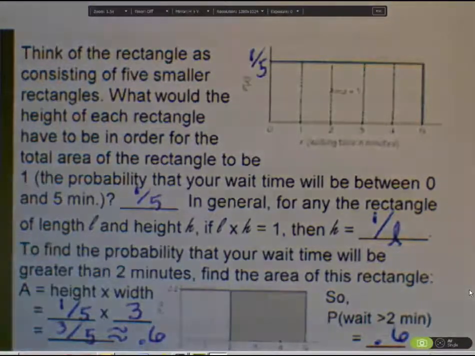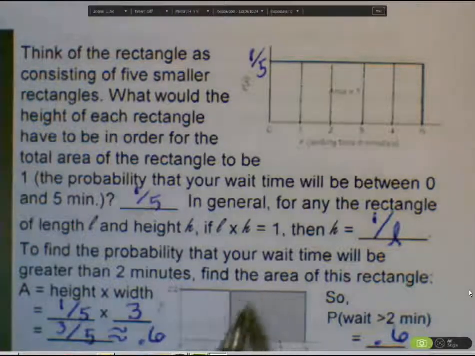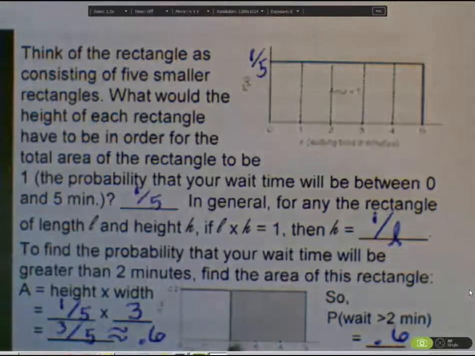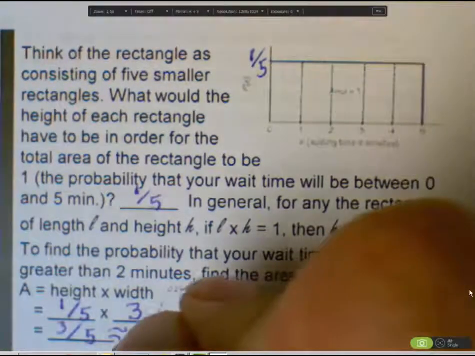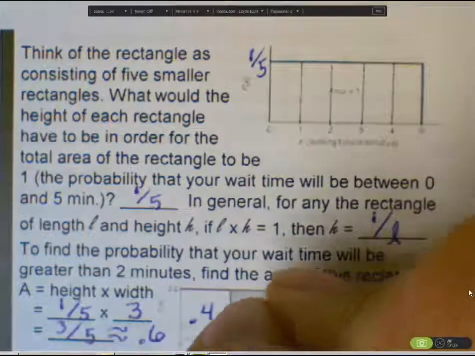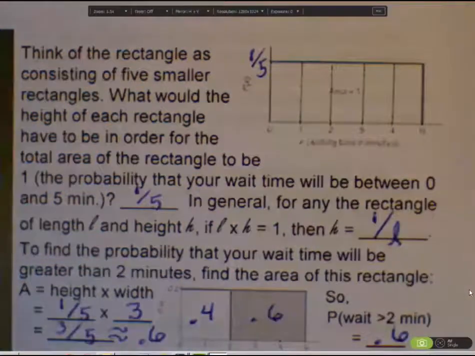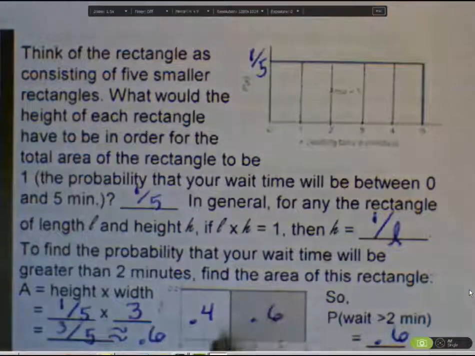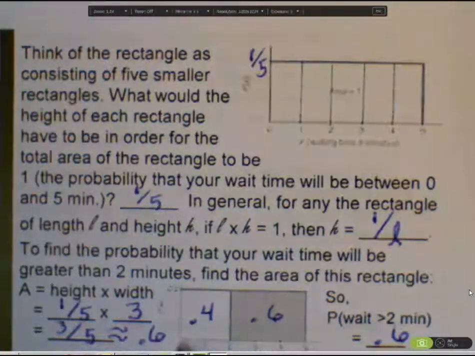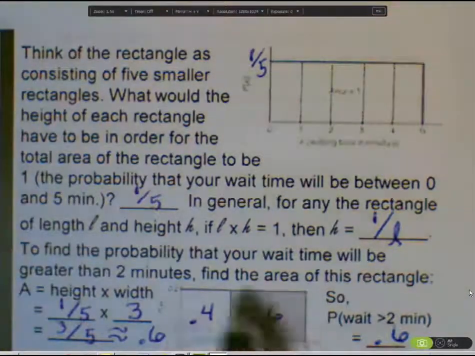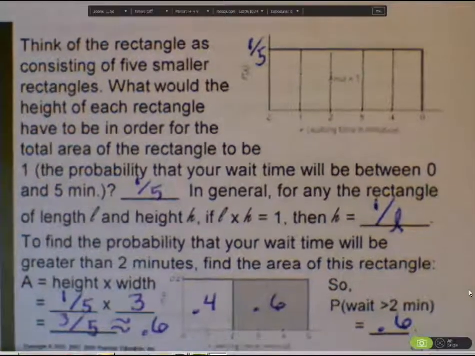Now think about that. The exact halfway point between 0 and 5 minutes would be 2.5 minutes. So there would be a 50% chance that you would wait less than 2.5 minutes and a 50% chance that you would wait more than 2.5 minutes. If we bump that back to 2 minutes, there's only a 40% chance that you'll wait less than 2 minutes and a 60% chance that you'll wait more than 2 minutes. But that shows you that the total area under the curve between 0 minutes and 5 minutes is 1. Those two probabilities add together to give you 1.